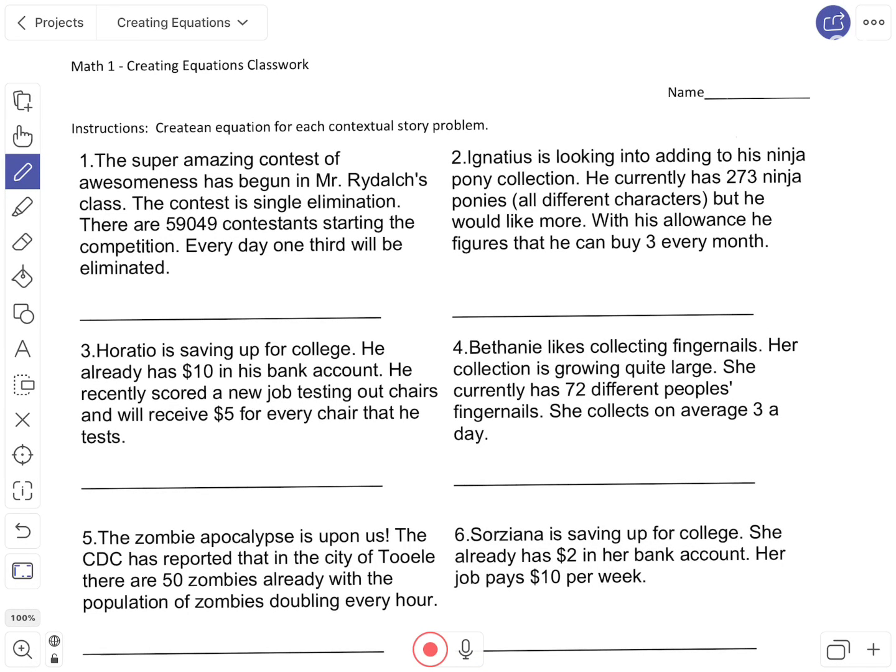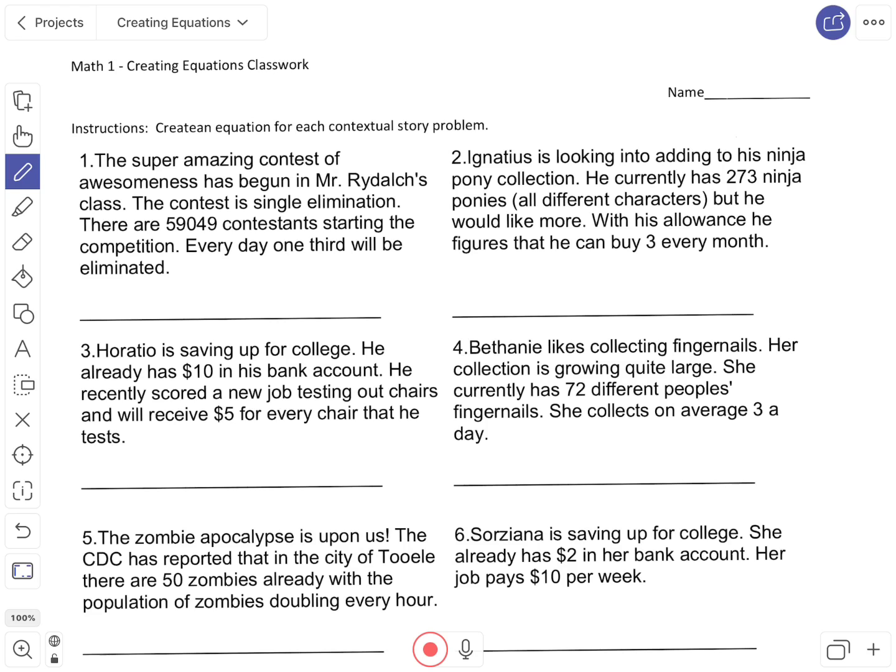Alright guys, taking a look at creating equations classwork. So we're just going to create some equations here, okay? We've got the super amazing contest of awesomeness has begun in Mr. Rideout's class. The contest is single elimination. There are 59,049 contestants. Starting the competition every day, 1/3 will be eliminated.